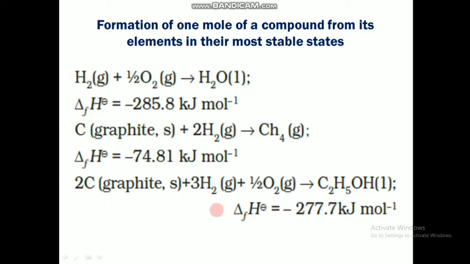And here is another reaction: graphite in its elemental form, hydrogen also in elemental pure form, oxygen also in elemental form, giving 1 mole of product. So we can say this equation will also have a delta enthalpy of formation. The change in enthalpy will be negative 277.7 kilojoules per mole. That is also an exothermic reaction as we have negative enthalpy.